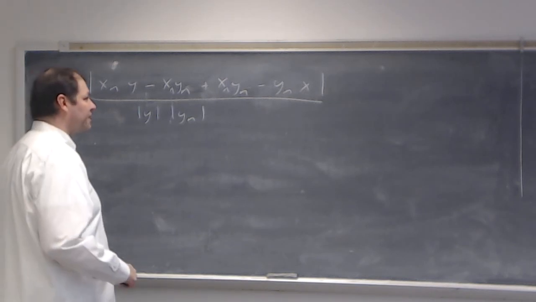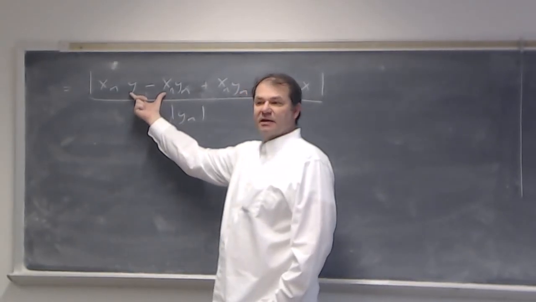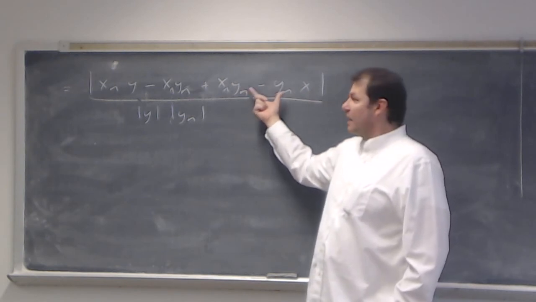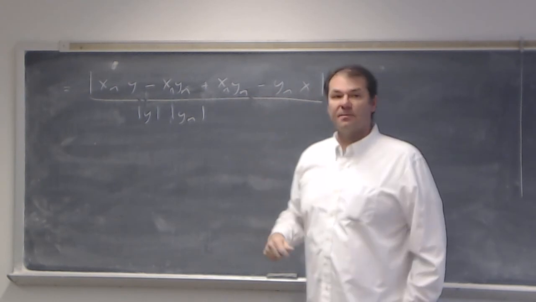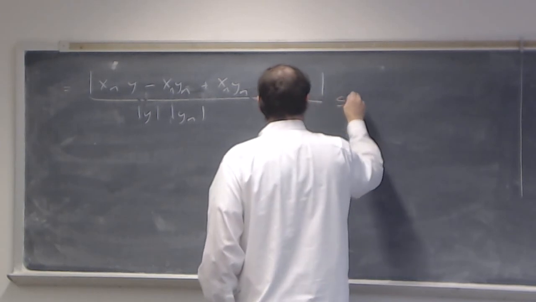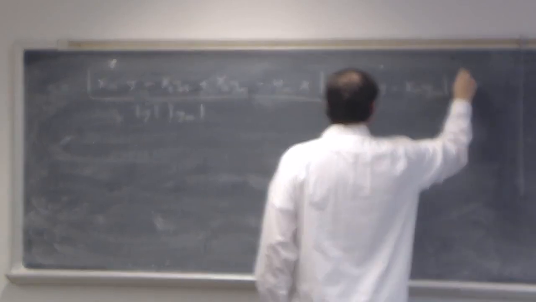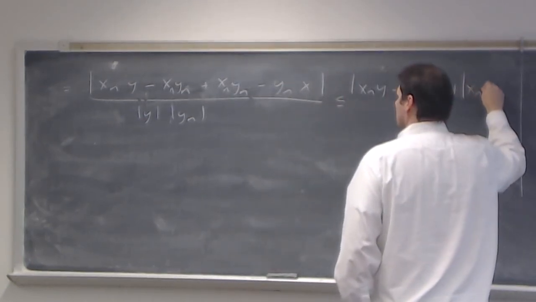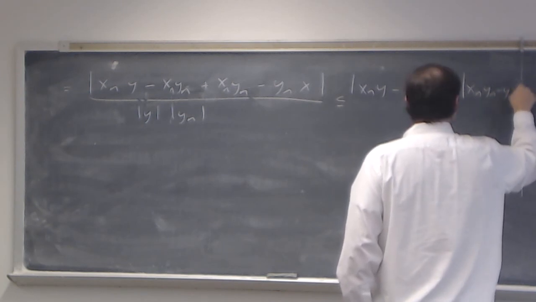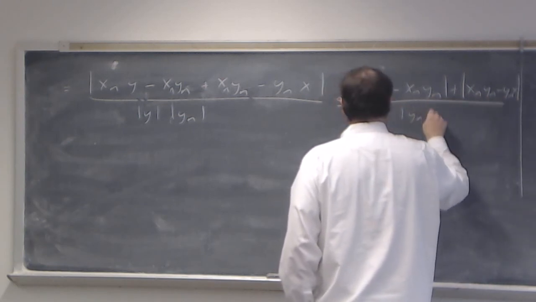Okay, so this is what we've done before. On the top, I can think of these two quantities being subtracted as one number, and these two quantities here that are being subtracted as one number. And so we have a first number plus a second number inside absolute values. And we can apply the triangle inequality to say that's less than or equal to the absolute value of the first numbers plus the absolute values of the second numbers, all over the absolute value of y times the absolute value of y sub n.